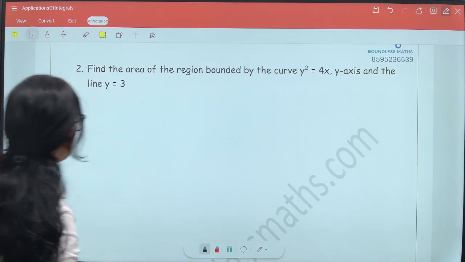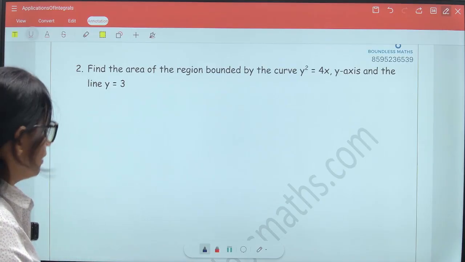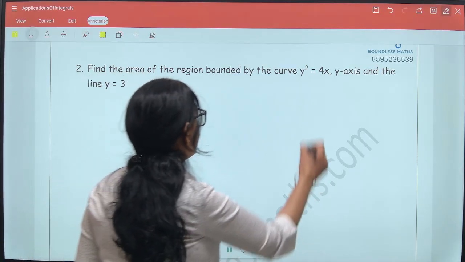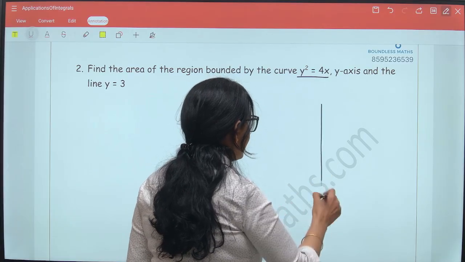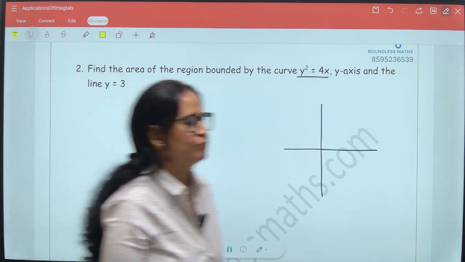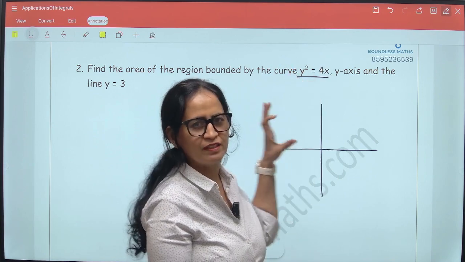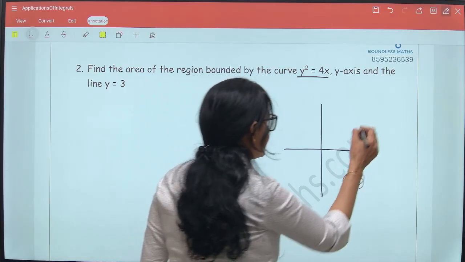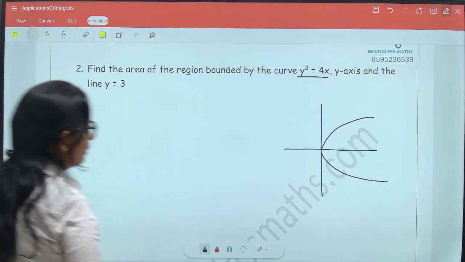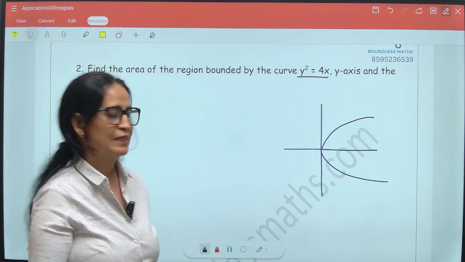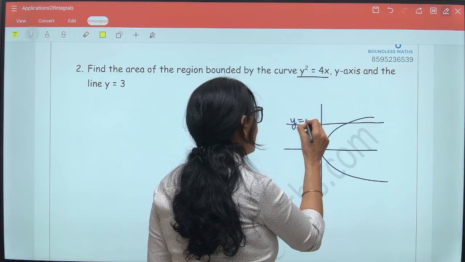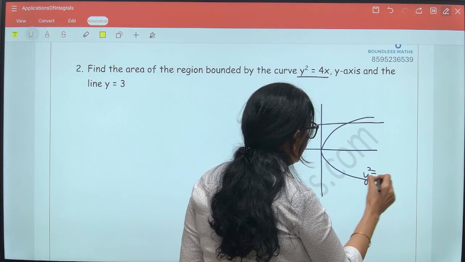Now the next question says, find the area of the region bounded by the curve y square is equal to 4x, y axis and the line y is equal to 3. So the parabola is now y square equals 4x. What kind of parabola is this? If it is x square, then it is upwards. If it is y square, it is towards the right. So that means the parabola is going to be like this. And the line y is equal to 3. Now where is y is equal to 3? It is going to be parallel to the x axis. So just label them. This is y is equal to 3 and this is y square equals 4x.